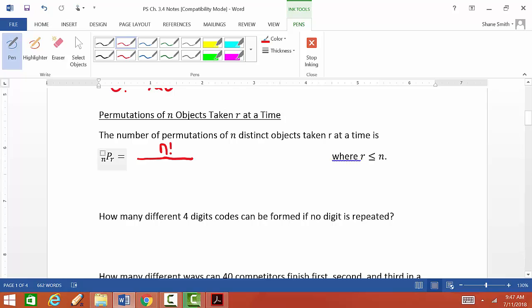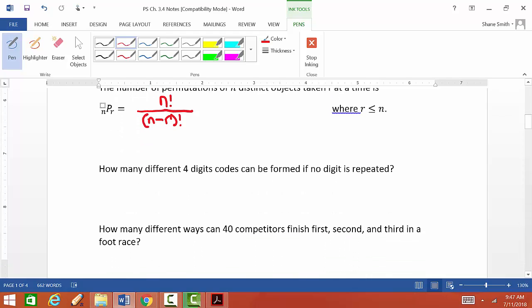Well, if we're selecting r objects and there's n objects total, we can represent the number of objects that we are not selecting by n minus r. And we divide n minus r factorial away because that divides out all the different ways that we are rearranging the objects that we are not selecting. So permutations, or nPr, is a very useful tool.